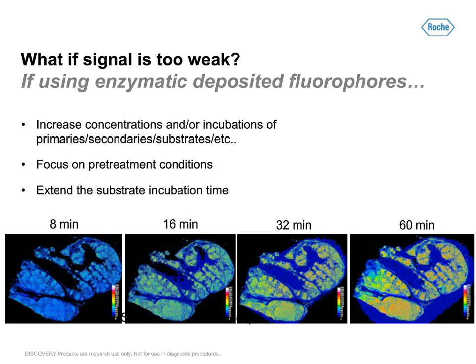So if your signal's too weak and you're using enzymatic deposited fluors, you can simply increase the incubation time of the fluors on your tissue. As you can see here with this heat map, the longer you leave the fluors on the slide, the more turnover you have and the more deposition you have, the brighter your signal. Maybe you are using less than optimal pretreatment times, so that is something to take into consideration as well. And you could also toy with concentrations of your primaries if you choose to.